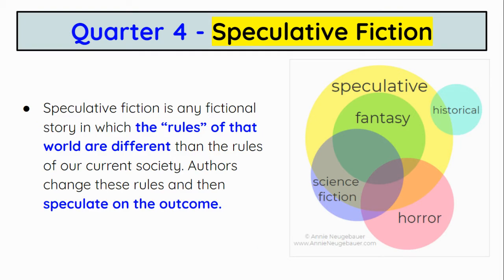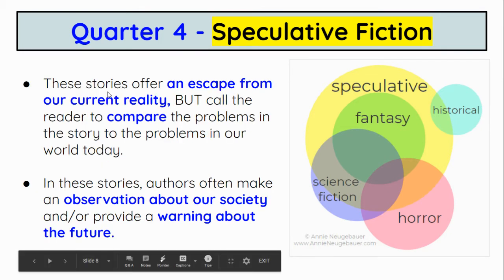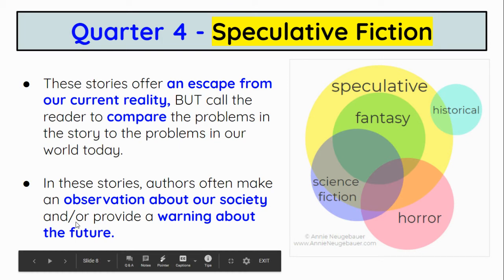Speculative fiction is any fictional story in which the rules of that world are different than the rules of our current society. Authors change these rules and then speculate on the outcome. These stories offer an escape from our current reality, but call the reader to compare the problems in the story to the problems in our world today. In these stories, authors often make an observation about our society and or provide a warning about the future.